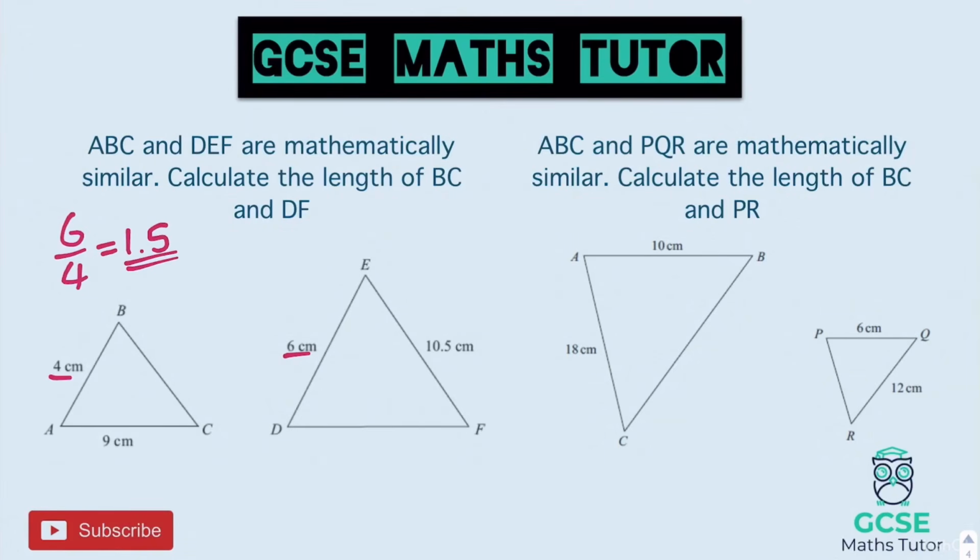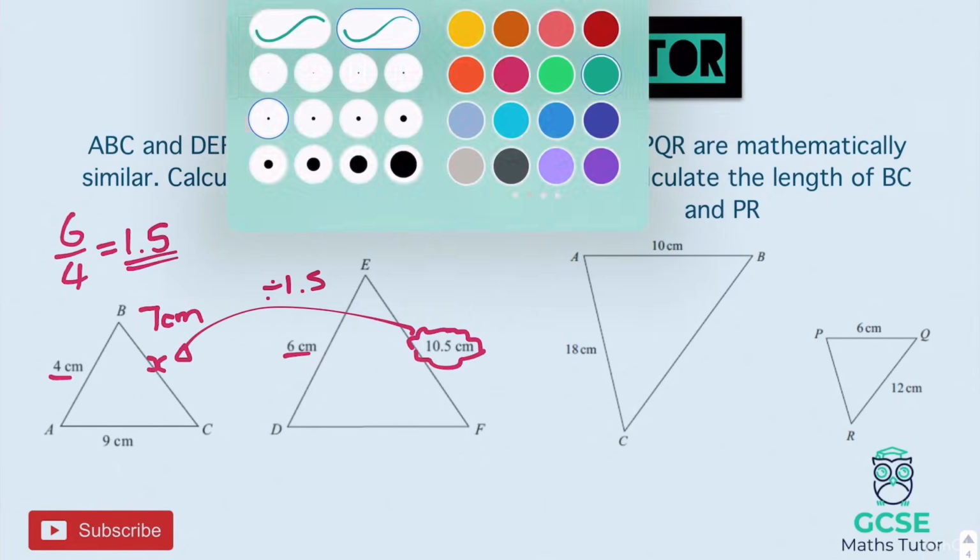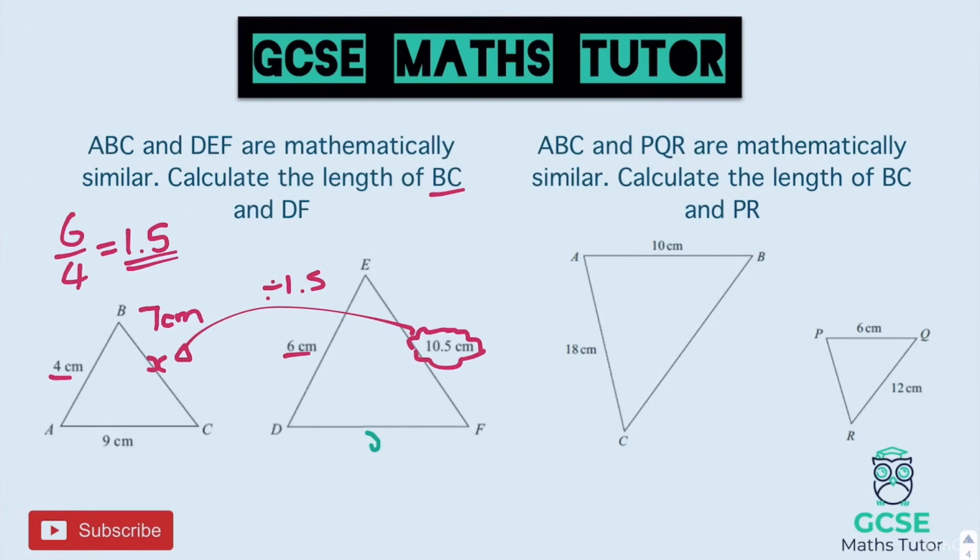Now to find the length of BC, which is the first one it's asked for, we need to get this length here, which is matched up with the 10.5. So to go from 10.5 down to there, we're going to divide by 1.5. So 10.5 divided by 1.5 gives us the answer 7 centimetres for our first part there. Then we've got the next part, which is D to F, which is this one here, and that's linked up with the 9 centimetres, so we're going to times by 1.5 to get that to there. So times by 1.5, and that gives us the answer 13.5 centimetres for that one there. So there's our first 2 answers, 7 centimetres and 13.5.